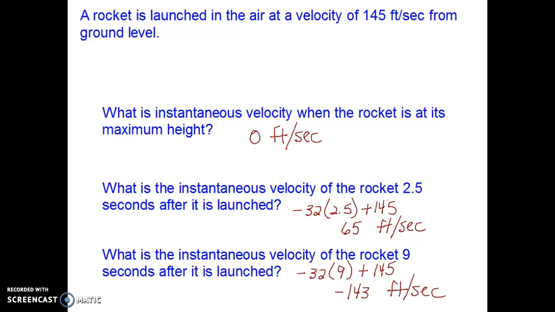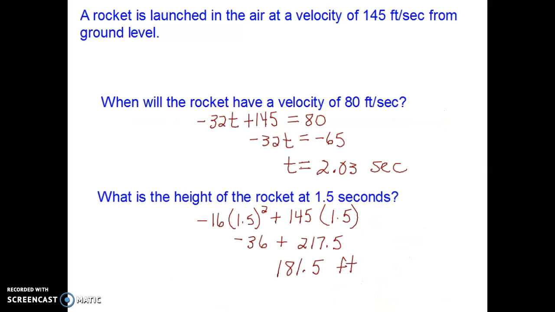Okay, once again, the last question on here, talking about instantaneous velocity, I had gotten a negative value, so I need to go back and make that the absolute value of negative 143. The negative is only indicating that it's coming down and not going up. I think these two are pretty self-explanatory for you to look at.